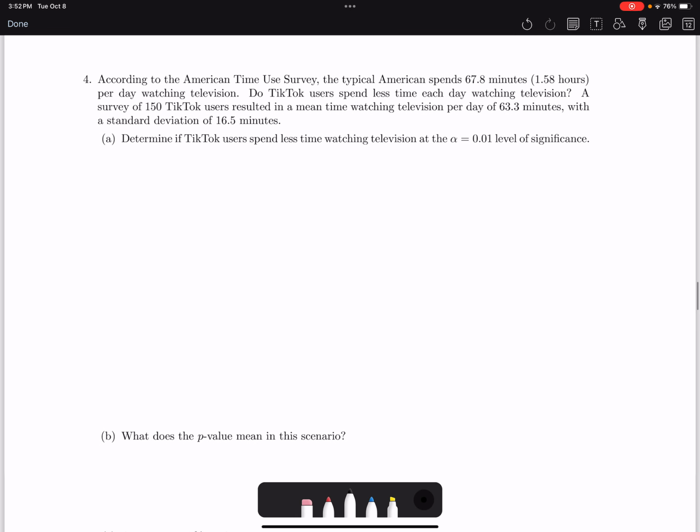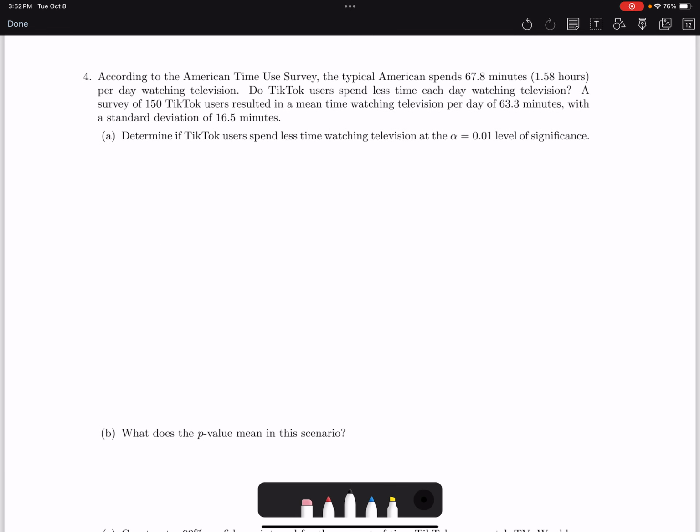Let's look at another example. It says, according to the American Time Use Survey, the typical American spends 67.8 minutes, about 1.58 hours, per day watching television. Do TikTok users spend less time each day watching television? A survey of 150 TikTok users resulted in a mean time watching television per day of 63.3 minutes with a standard deviation of 16.5 minutes. Part A asks us to determine if TikTok users spend less time watching television at the 0.01 level of significance.